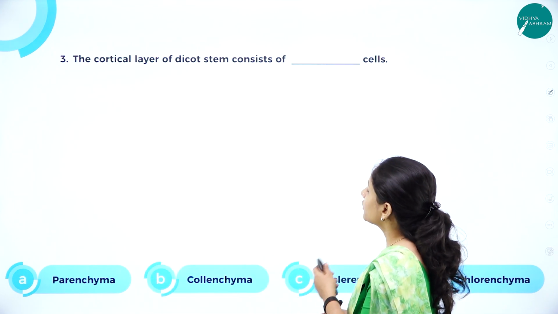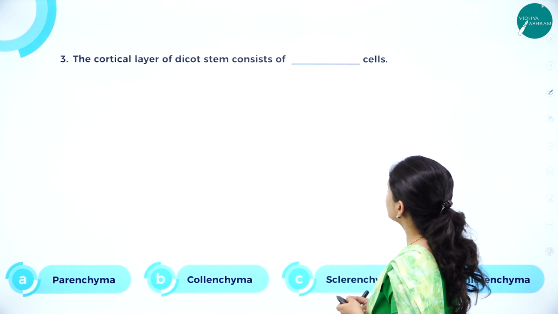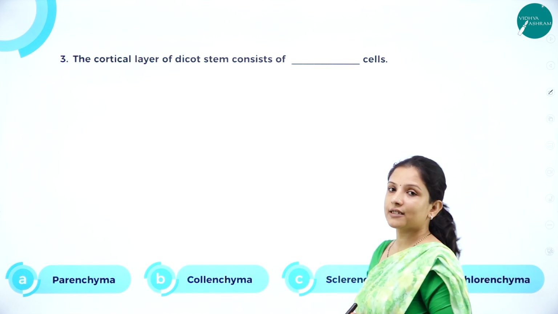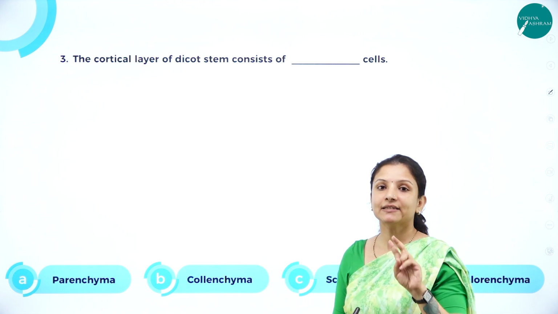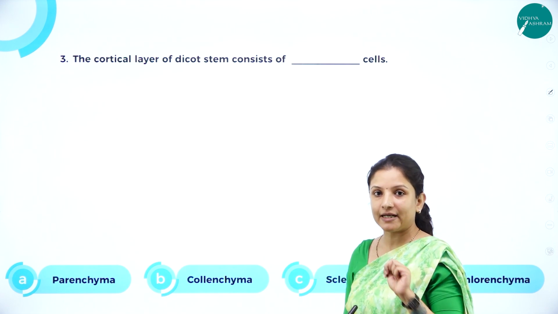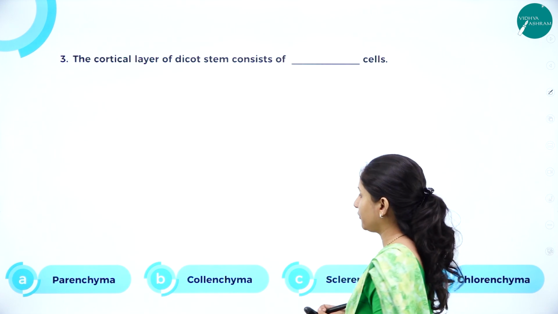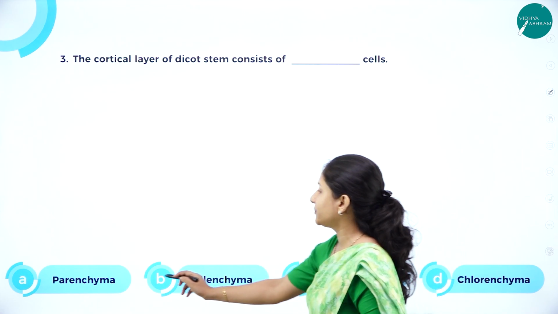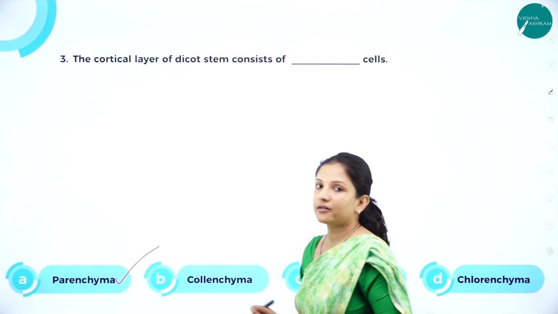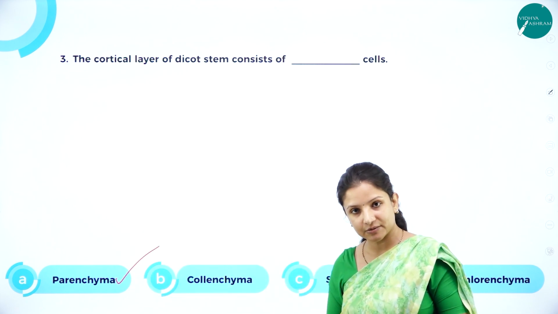Next question. The cortical layer of dicot stem consists of dash cells. Cortical layer of dicot stem. So cortical layer is the second subzone in the cortex, right? What type of cell is it made up of? Parenchyma, collenchyma, sclerenchyma and chlorenchyma. The answer is parenchyma. They are made up of parenchyma cells with intercellular spaces.